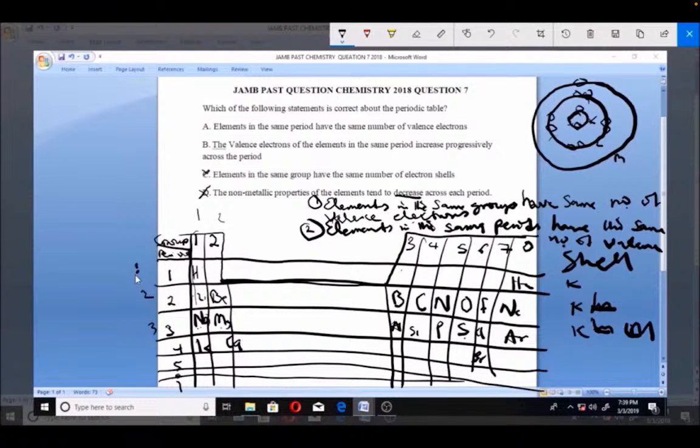It cannot have the same number. It's actually period I have. Now this one: elements in the same period have the same number of valence electrons. This is wrong because it's only elements in the same group that have the same number of valence electrons.